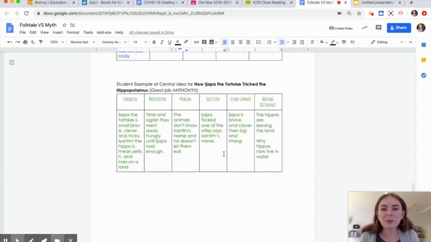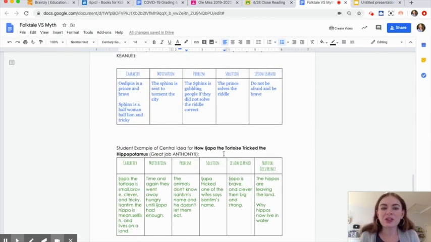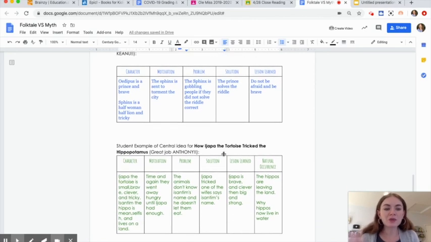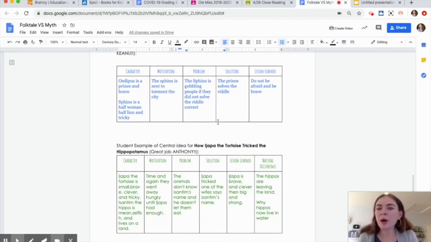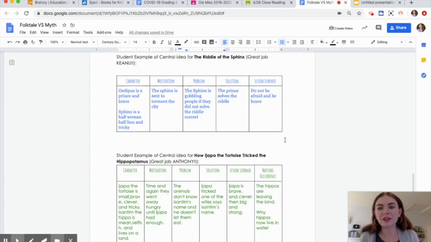Now that we've thought about some similarities between our two texts, let's think about some differences. So what's different? We can think about, is the genre different? Which thinking jobs are different? How are the characters, motivation, problem, solution, lesson learned different? Go ahead and think about that. Take about 30 seconds to look this over and think about their differences.